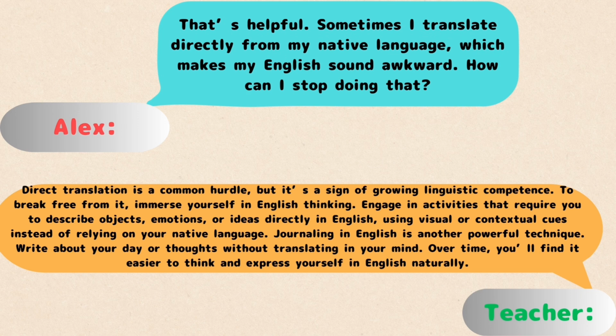Engage in activities that require you to describe objects, emotions, or ideas directly in English, using visual or contextual cues instead of relying on your native language. Journaling in English is another powerful technique. Write about your day or thoughts without translating in your mind. Over time, you'll find it easier to think and express yourself in English naturally.